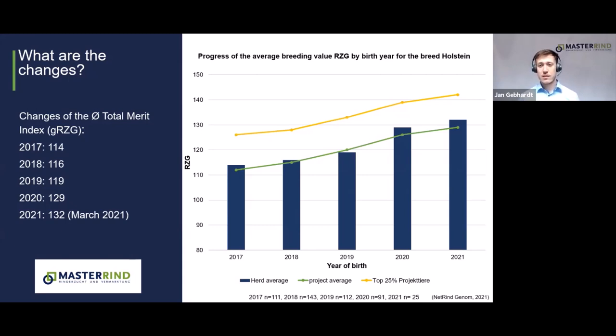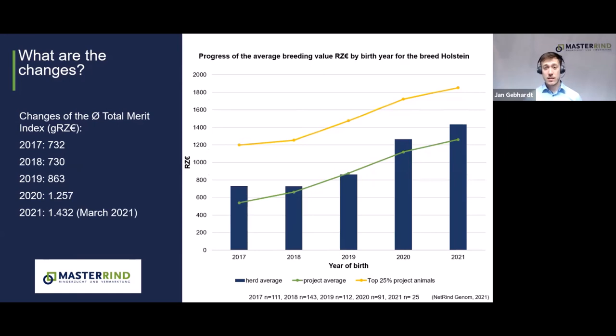And now they are over the average through selecting the bulls right and setting the targets. They're getting over the project average of our Cow Vision project now to an average GRCG of 129. And yeah, this year they are going up to 132, a little bit higher again. And this has been all the heifers tested until March 2021, so this year.